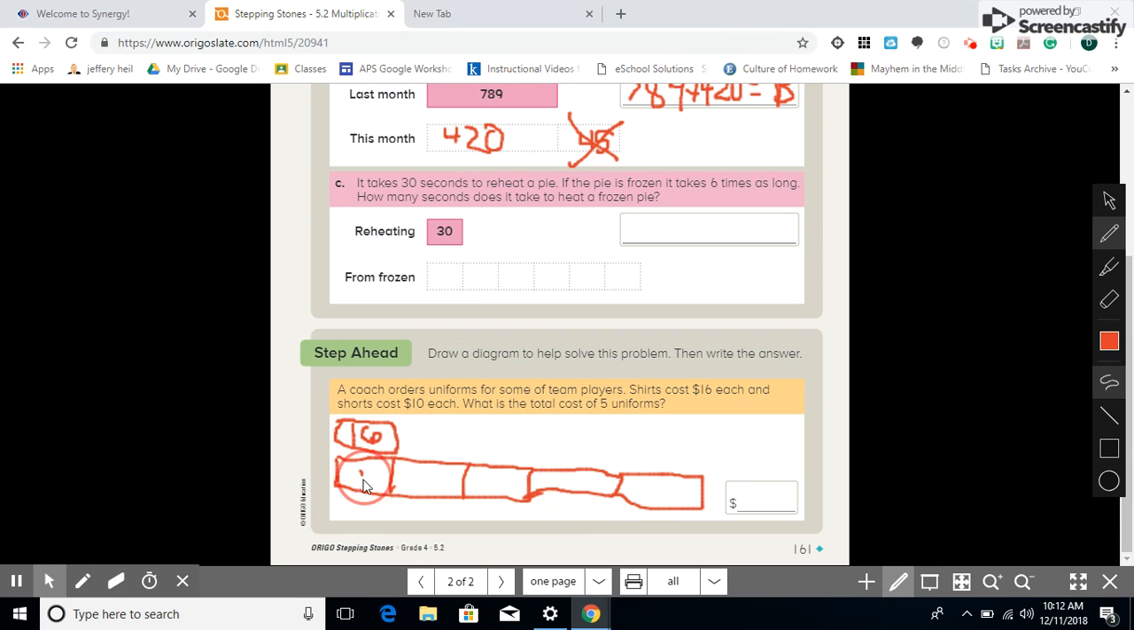My drawing is really bad, so each one of these would be 16. So this diagram is going to give us the total cost of the shirts. Then we're going to need to draw a similar diagram for the total cost of the shorts and add shirts plus shorts to get our final answer. And then we will be done.